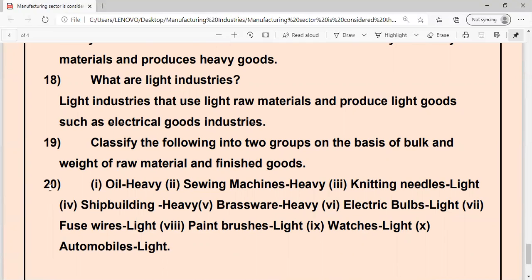Now, oil is a heavy industry because their raw material is heavy. Now, sewing machine, that is also heavy. Knitting needles, that is light, they are needles. Then shipbuilding, heavy. Brassware also heavy. Electric bulbs, light. Fuse wires, light. Paint brushes, light. Watches, light. And automobiles, actually it is a heavy industry. Okay, but it's a mistake. It's a heavy industry. Automobiles are an example of heavy industry.